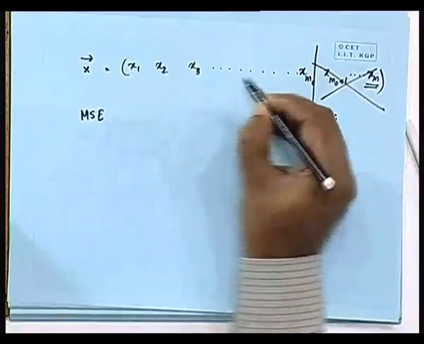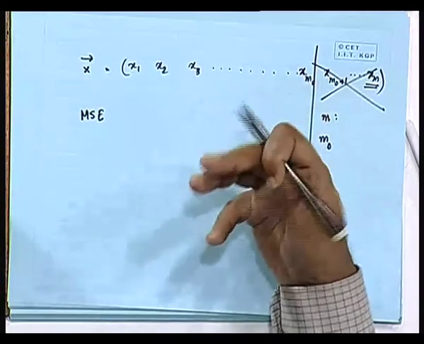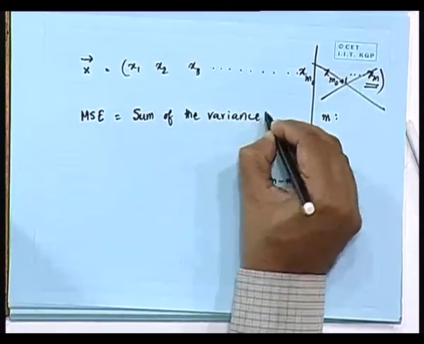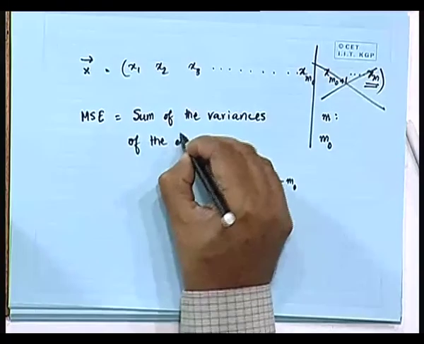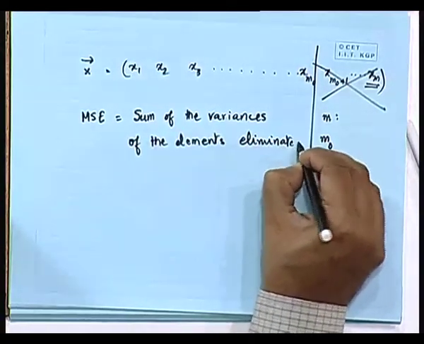If I do that, definitely what I am doing is I am introducing error, right? And what will be the amount of error that I incorporate in that process by simply chopping off the data mercilessly? In that case, the mean square error that I will be incurring in the data should be equal to the variance of the data which I have eliminated. So, the MSE will be equal to the sum of the variances of the elements which are eliminated. So, that should be our mean square error.